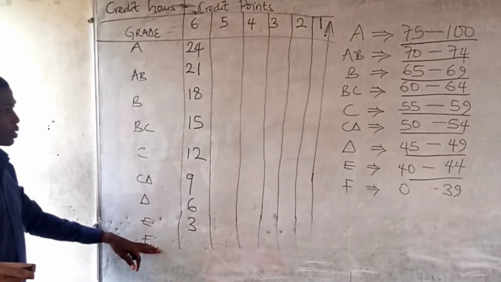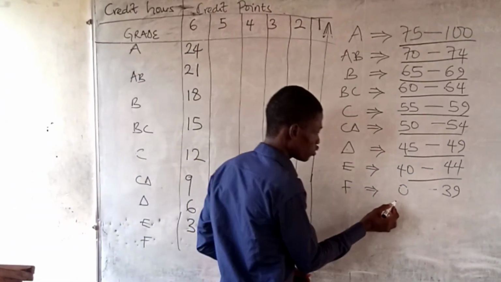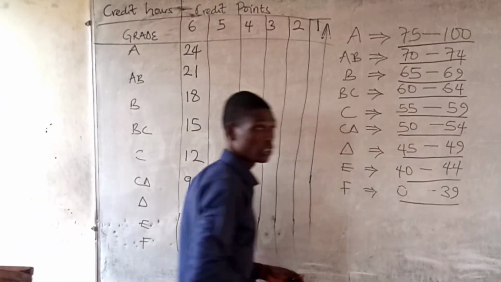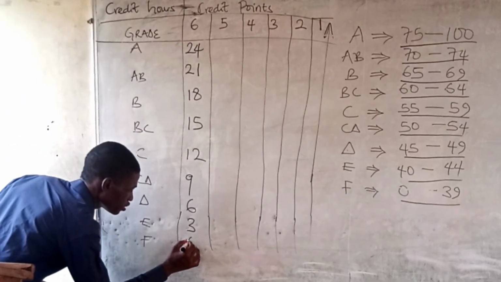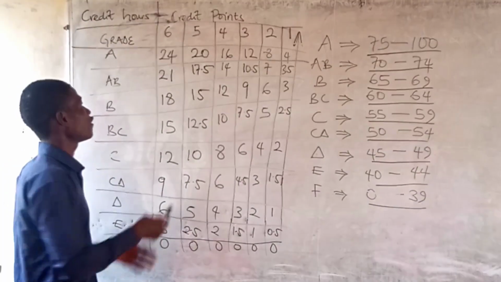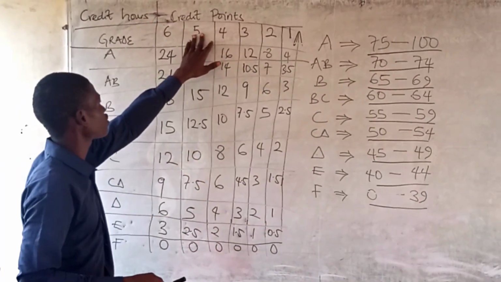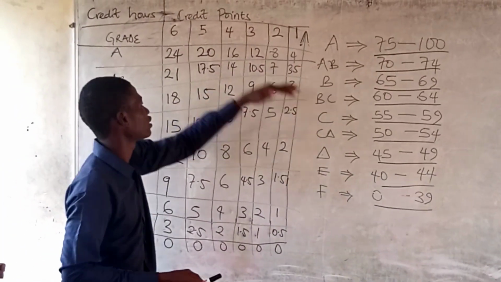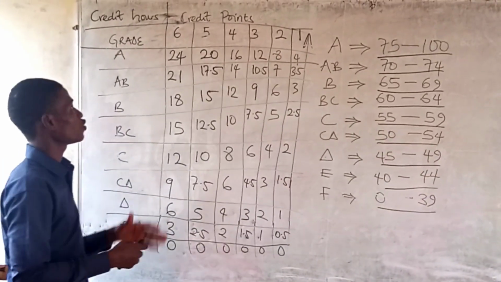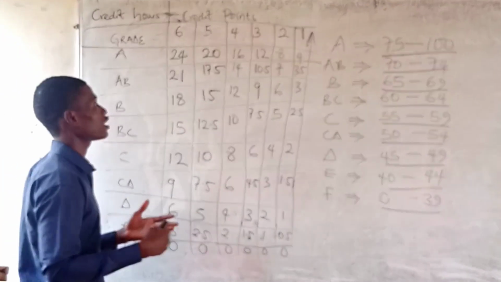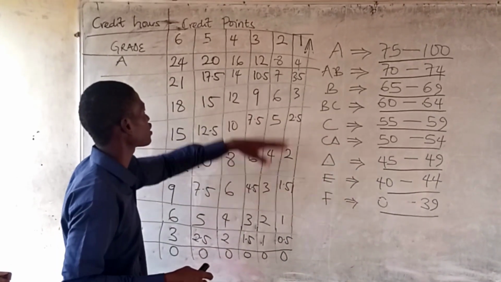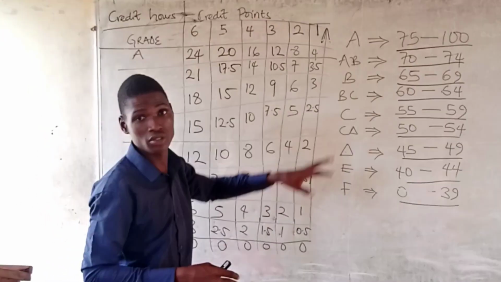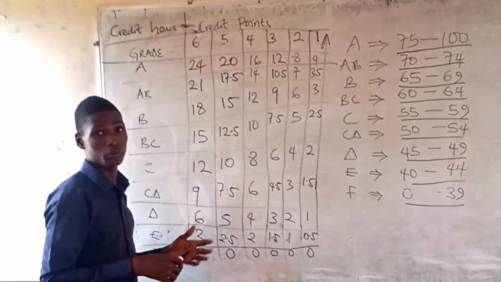Then for the F, remember we said for F, that means you scored 0 to 39, that's F, then your grade point will be 0. So subsequently, for a 5 credit unit, 4, 3, 2, and 1, these are the credit points. So for courses that are very popular that we normally take most often in Federal Polytechnic Nasarawa, 3 and 2 credit units, which are mostly common in most departments.